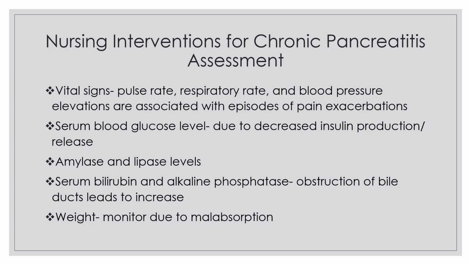So some nursing interventions for chronic pancreatitis. We are going to assess, because we are nurses, we're going to assess vital signs. We're going to look at the pulse rate, the respiratory rate, and blood pressure elevations are associated with episodes of pain exacerbation. Serum blood glucose levels, and this is due to the decreased insulin production. Amylase and lipase levels, serum bilirubin and alkaline phosphatase, obstruction of bile ducts leading to an increase. And then we are going to monitor their weight, because there is malabsorption syndrome.